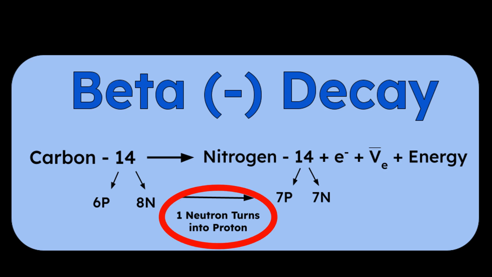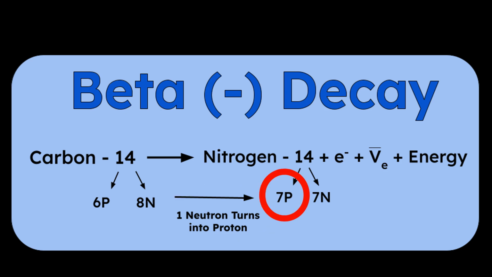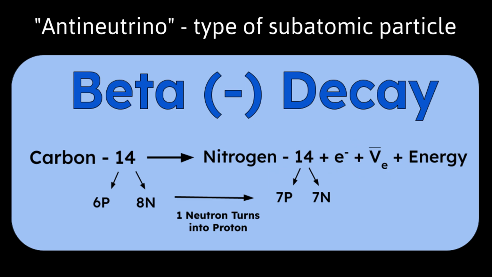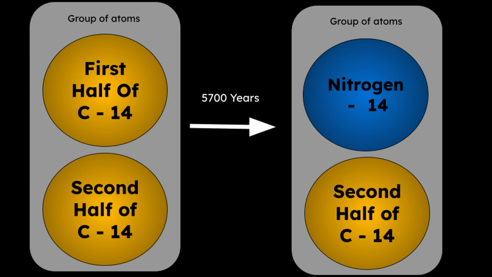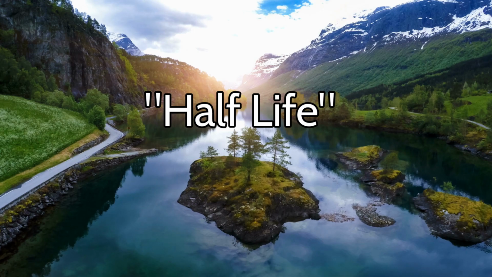Beta negative decay is where one of the neutrons in the parent atom turns into a proton and then also releases an electron and an antineutrino in the process. On average, it takes about 5,700 years for half of the carbon 14 in a group to become nitrogen 14. This is known as the half-life.